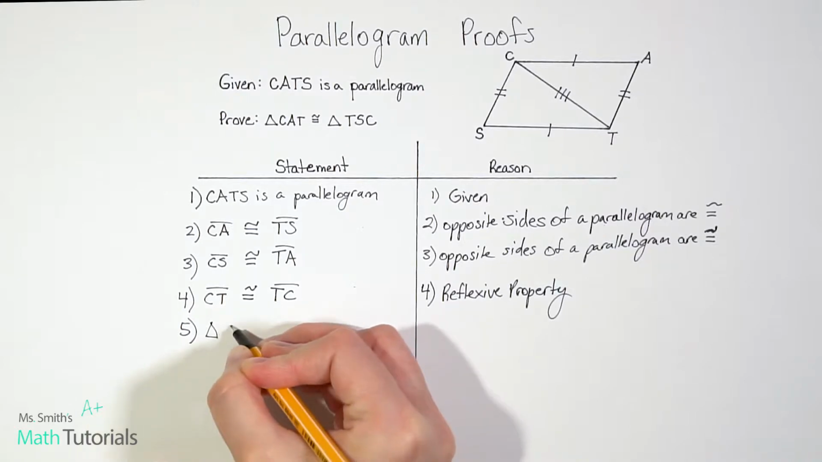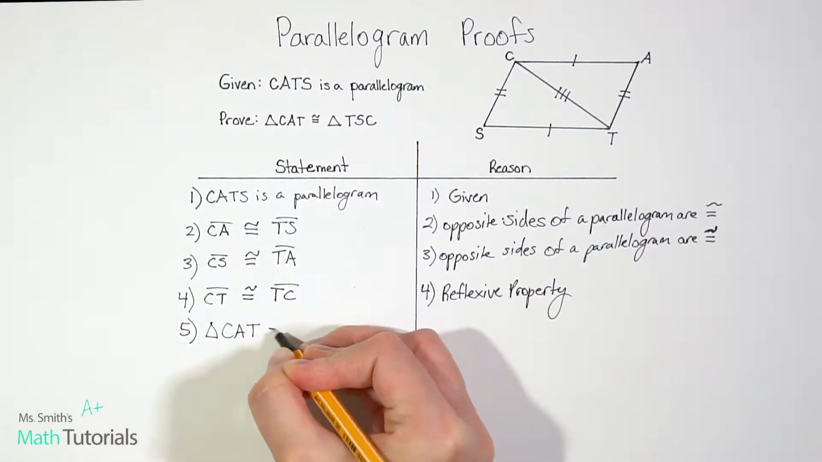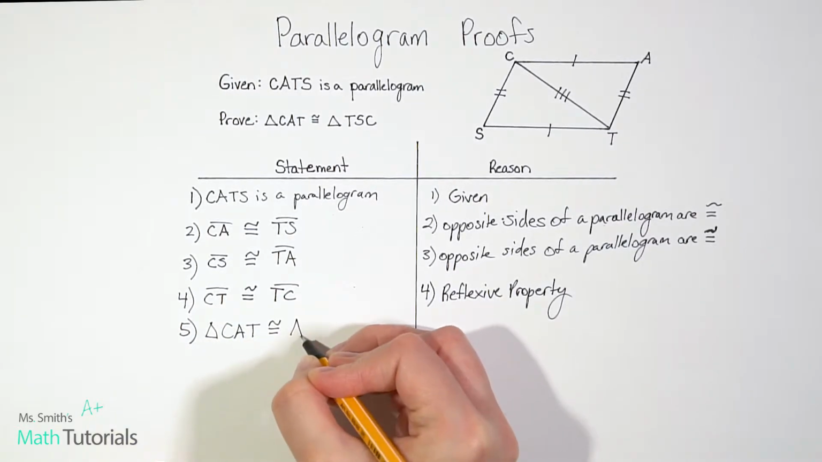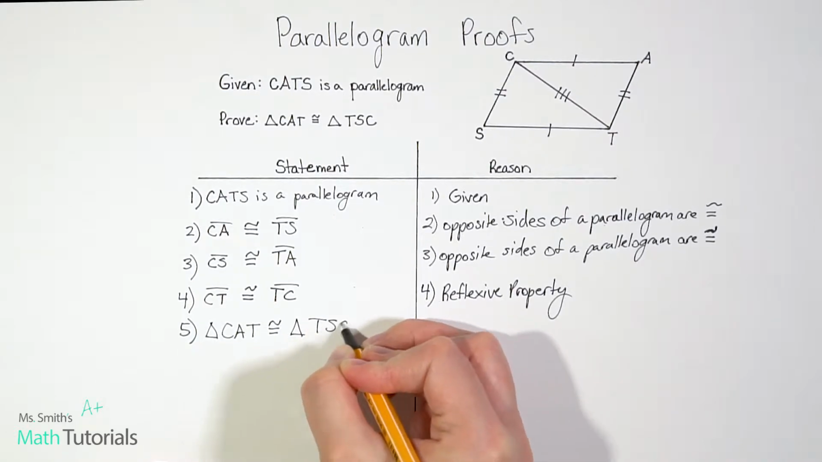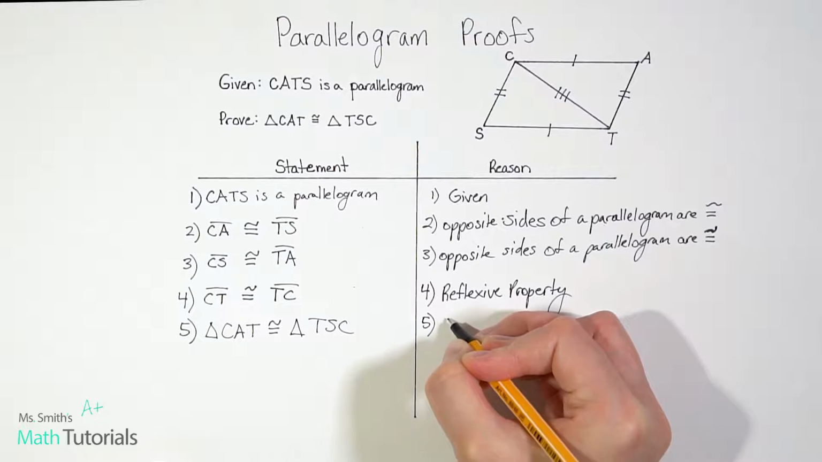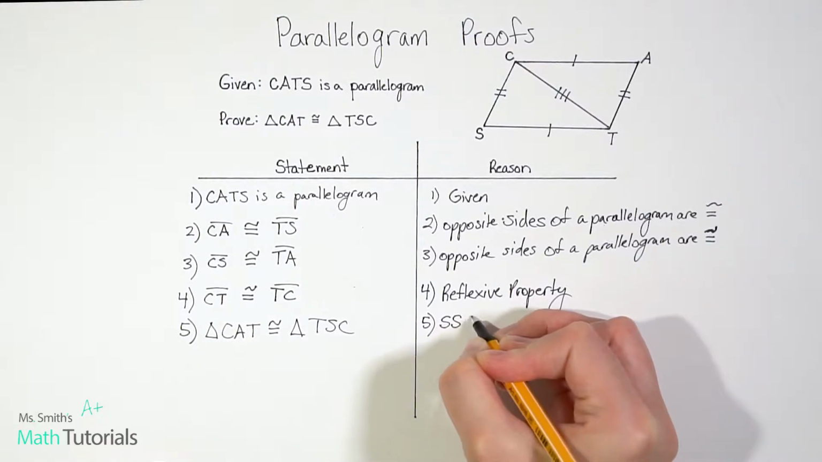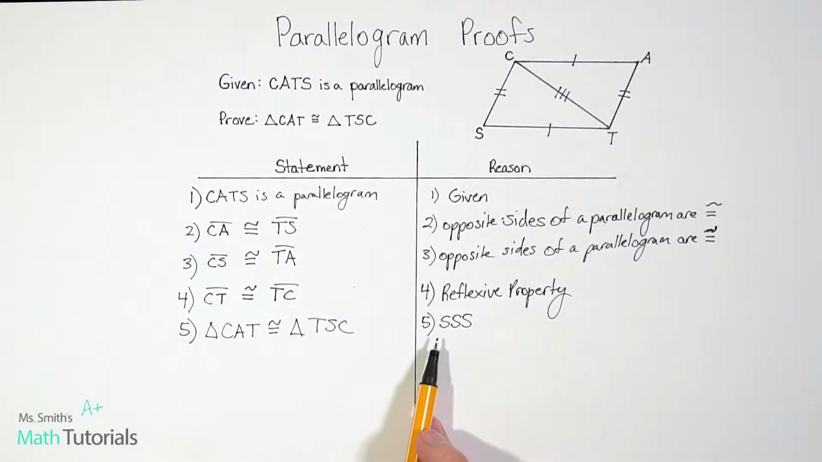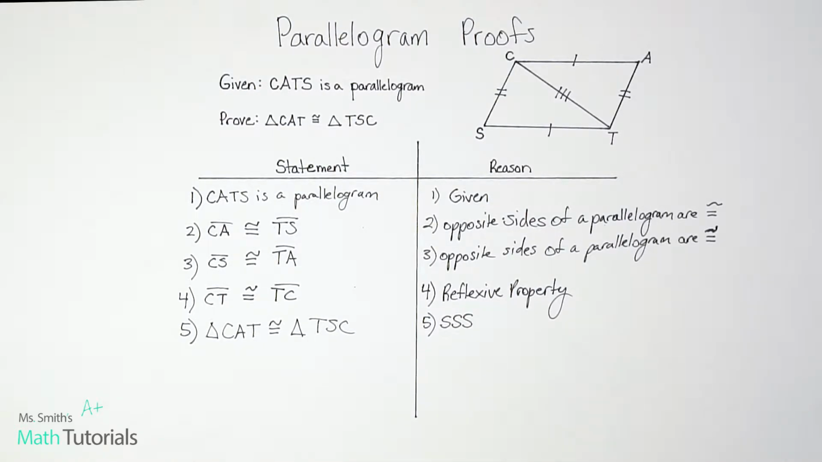So triangle CAT is congruent to triangle TSC, and we know this through the triangle congruency rule of side, side, side. And some of your teachers may want you to write out side, side, side. I just like to use SSS.